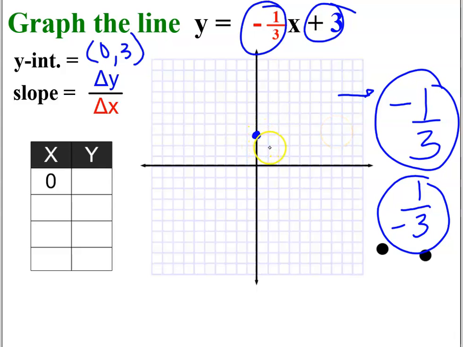Down 1, right 3. Down 1, right 3. Now, if your friend had given the negative sign to the denominator, they would be plotting the same line as you, but they would be plotting the other side. Positive 1, negative 3. Up 1, 3 to the left. See? It's the same line. So it doesn't matter who gets the negative, but only one number can have it.